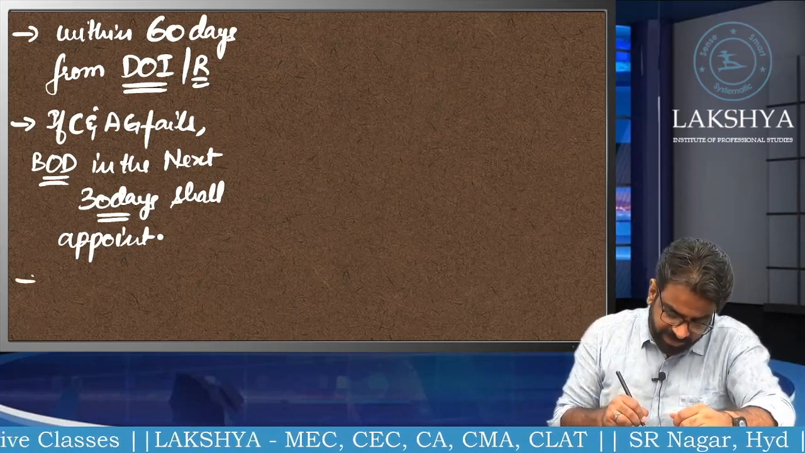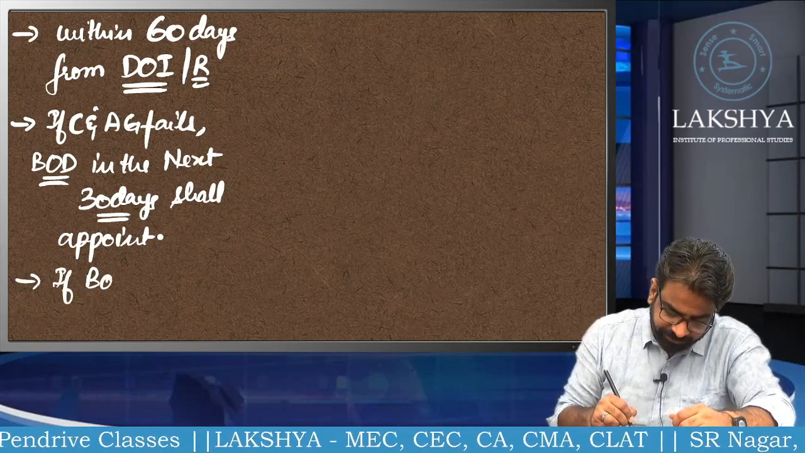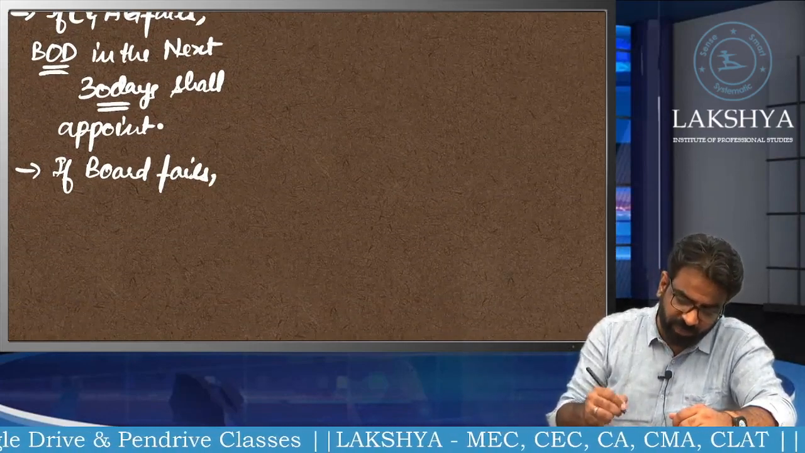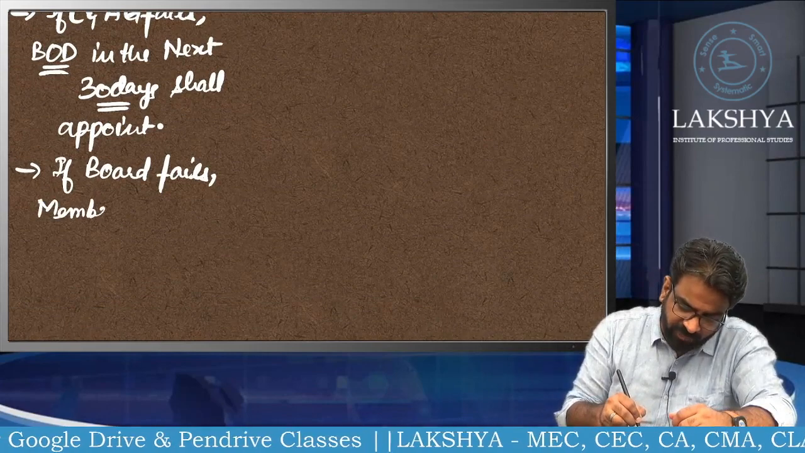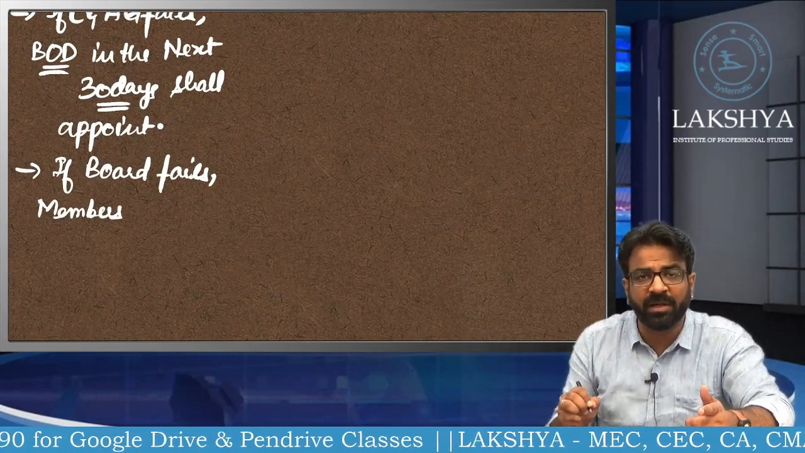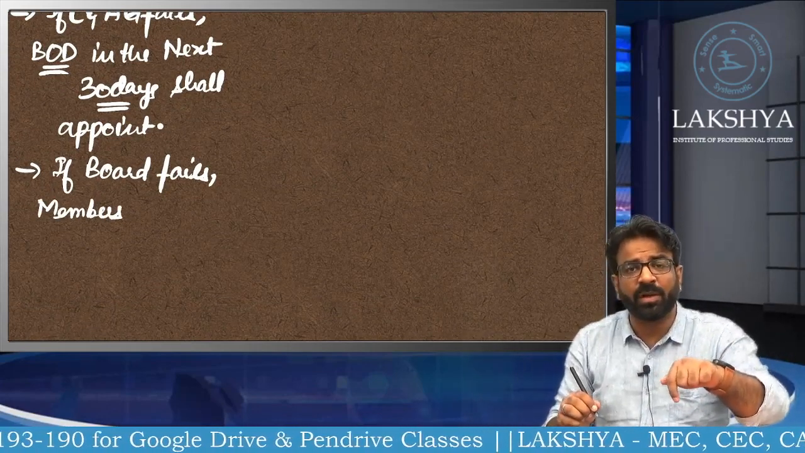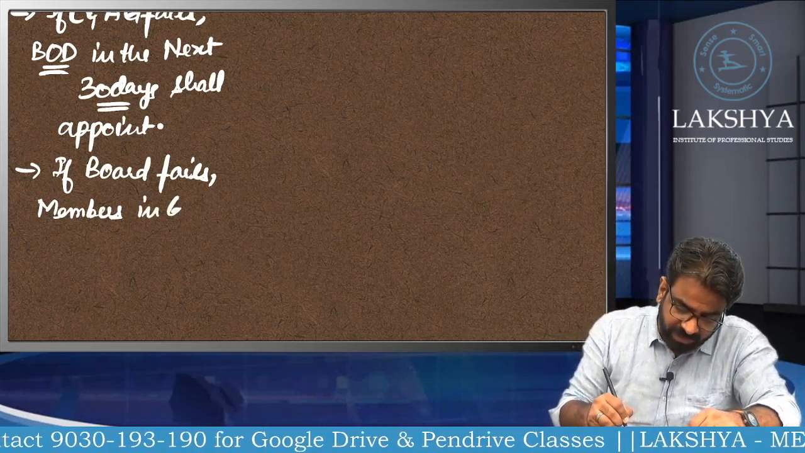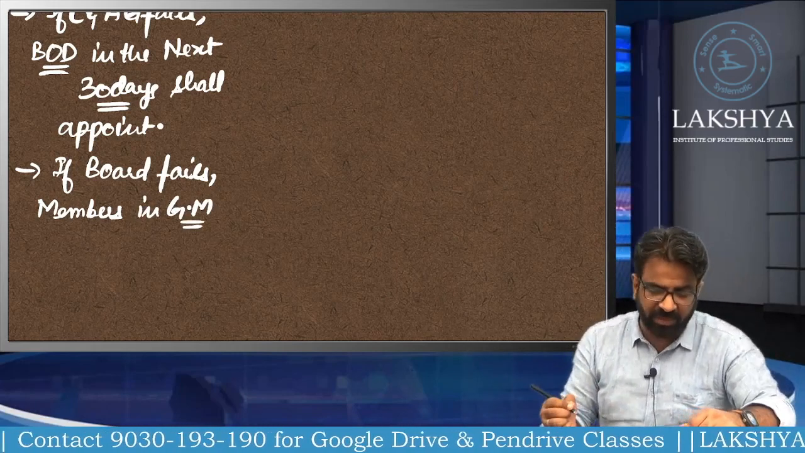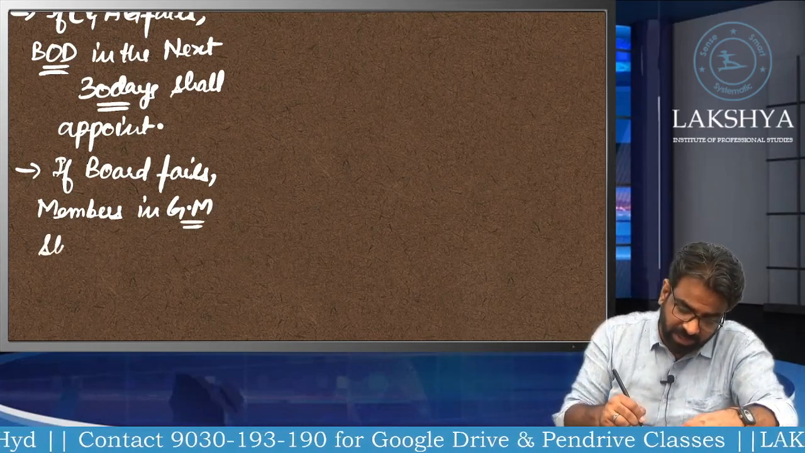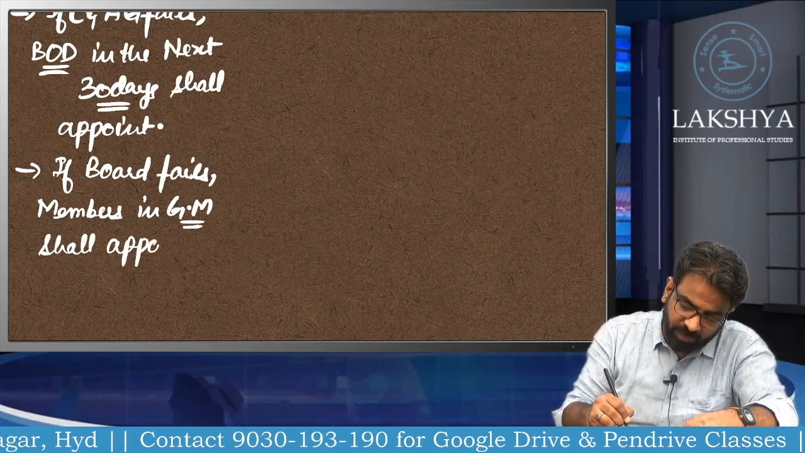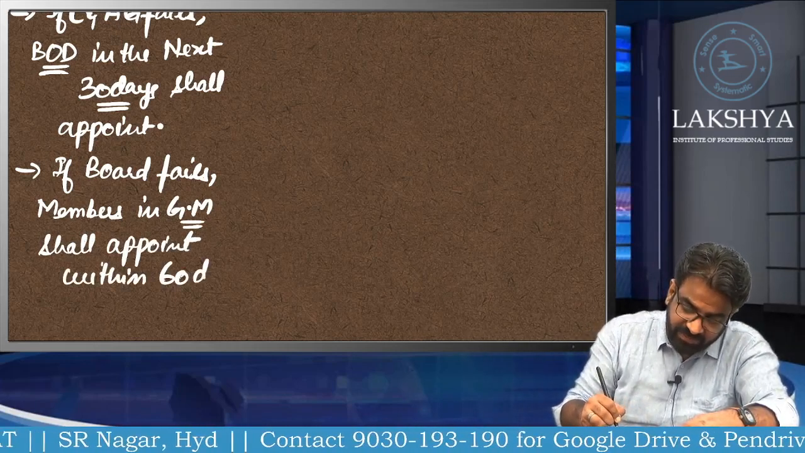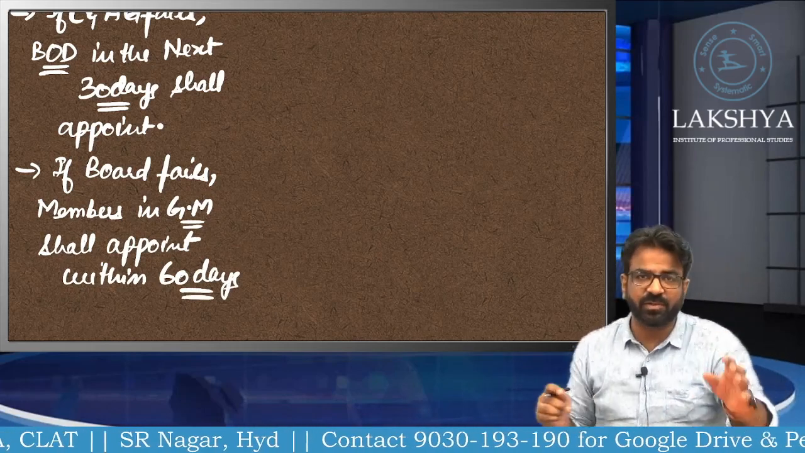Next point. If the board fails, then who will appoint? If the board fails, then the members of that government company will take over. Now the members will appoint on the failure of board of directors. Members will conduct a general meeting. So members in the general meeting shall appoint within 60 days. Within how many days? 60 days. So understood, sir?